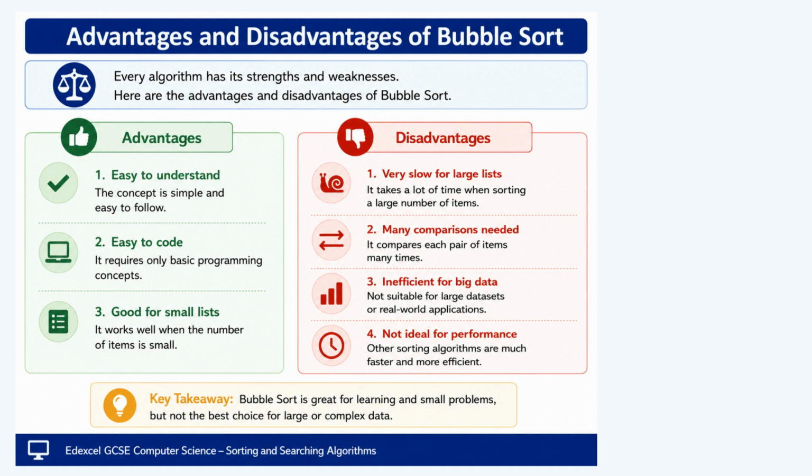Bubble sort has some advantages and disadvantages. Its advantages are that it is easy to understand, easy to code, and suitable for small lists. However, bubble sort becomes very slow for large lists because it requires many comparisons and swaps. This makes it inefficient for handling large amounts of data.